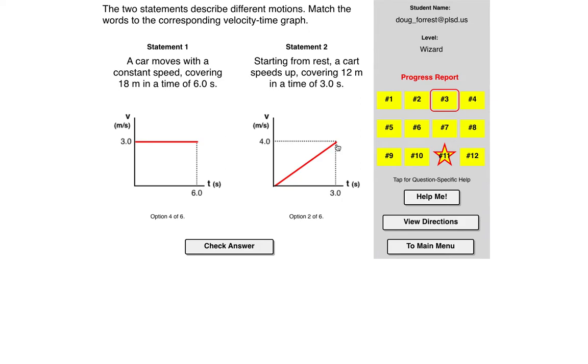This goes up to 4 meters per second, but the area of this is only 6, because it's 1/2 base times height for this triangle. That is not speeding up, that's slowing down. That is speeding up to 12 meters per second, so that's actually going to go a lot farther than 12 meters. That's speeding up much too much. Also speeding up much too much, because 1/2 times 3 times 24 gives me, what, 36 meters.